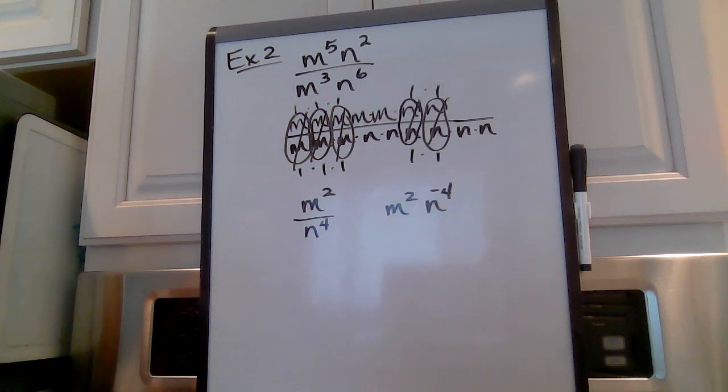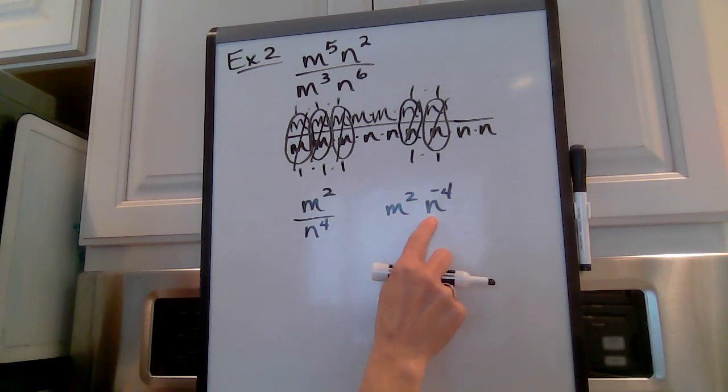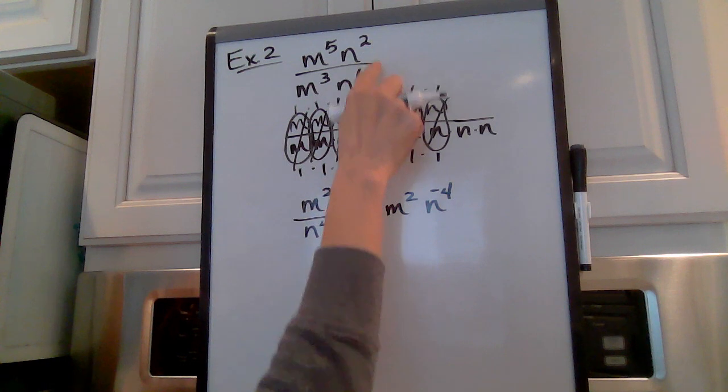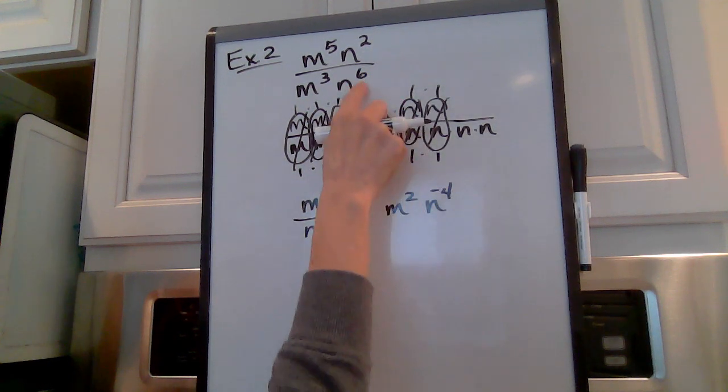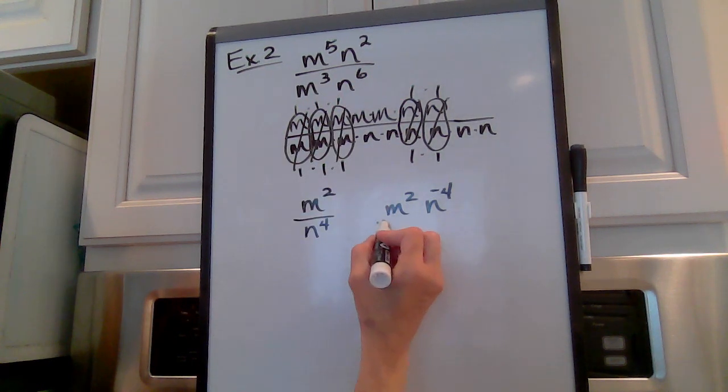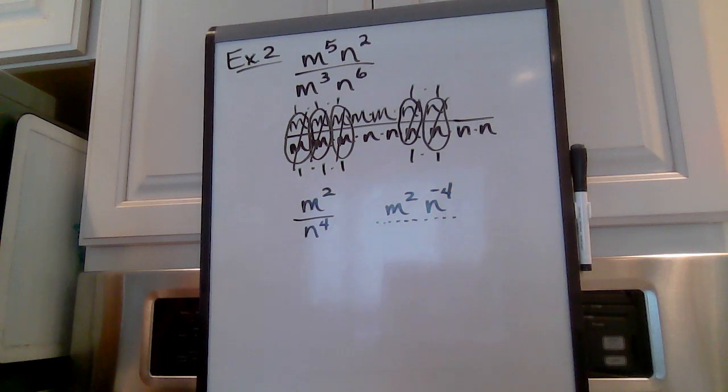And that's really just showing that there are more n's in the denominator, because when you subtract 2 minus 6, we get a negative 4. There are more in the denominator, but technically you're writing it in the numerator here. And to show that it doesn't belong in the numerator, that there were actually more in the denominator, you use that negative exponent. Or you can just put it in the denominator.